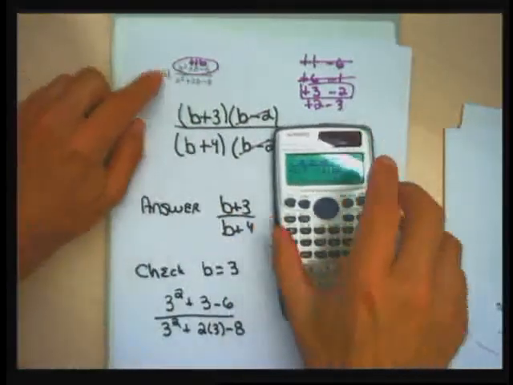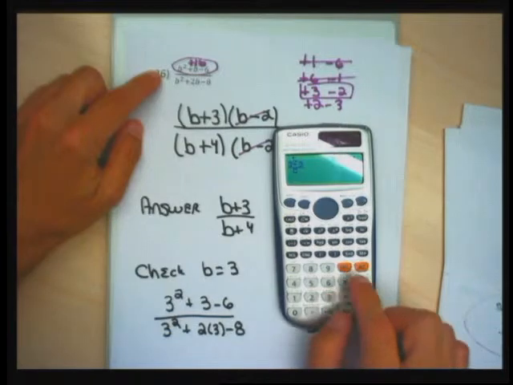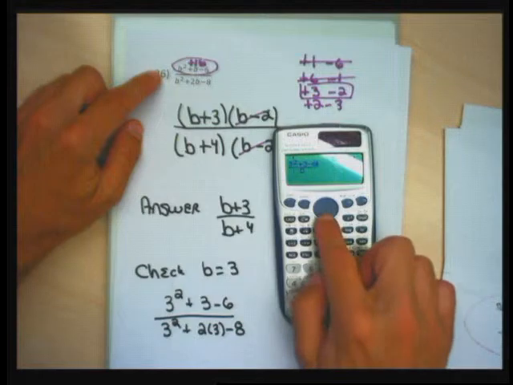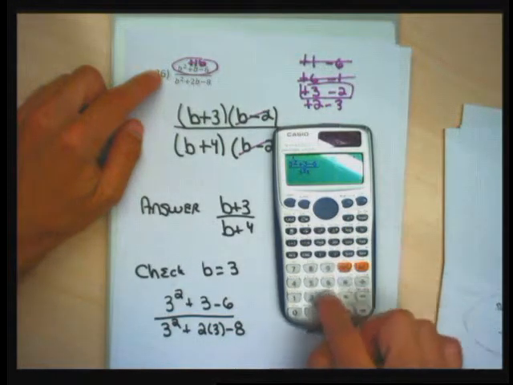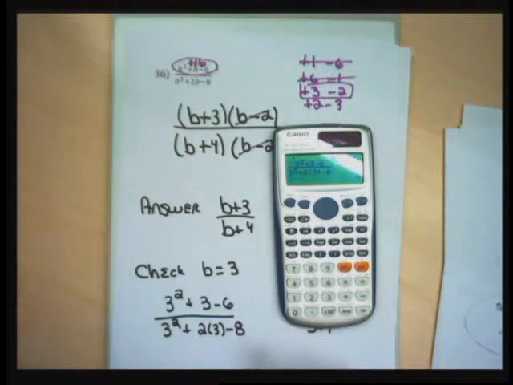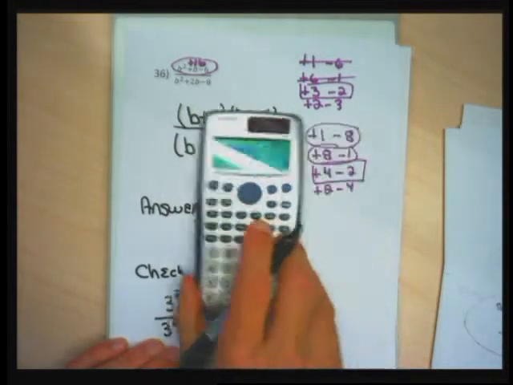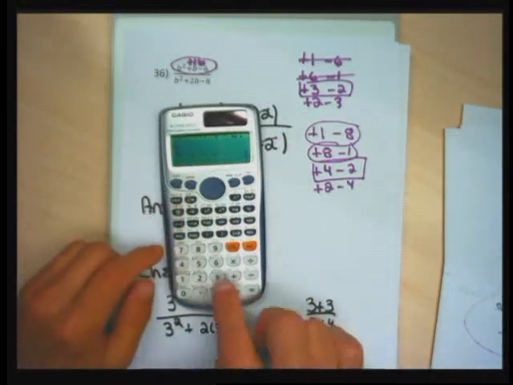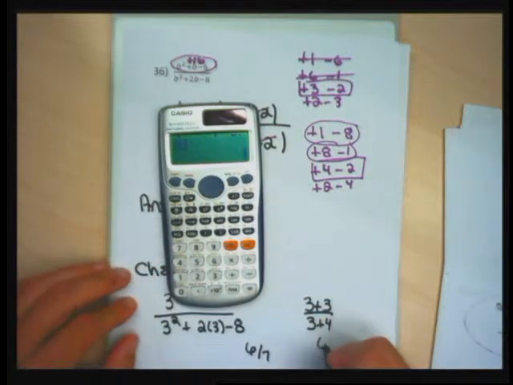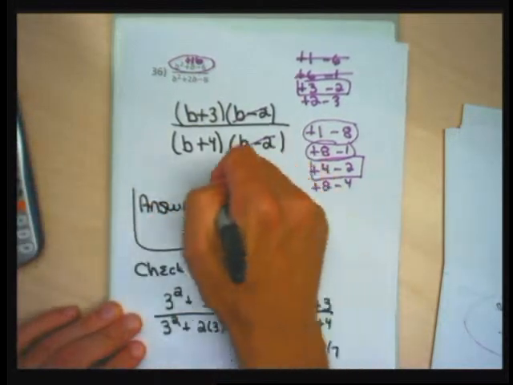So plugging 3 into this original problem: 3 squared plus 3 minus 6 over 3 squared plus 2 times 3 minus 8. When I plug 3 into the original problem, assuming I haven't messed up, I get 6/7. When I plug 3 into my answer, 3 plus 3 over 3 plus 4, I also get 6/7. So because my check worked, this answer is likely correct.